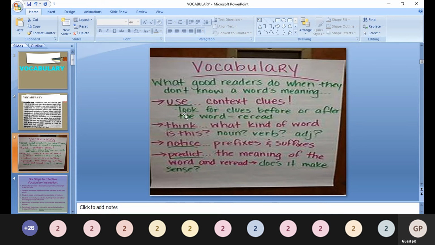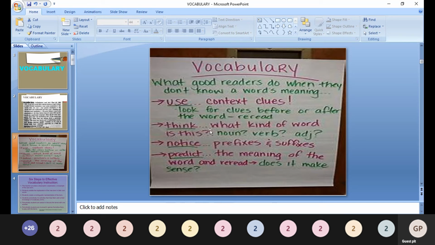Context clues. Look for clues before or after the word. Okay, so you find a word, you don't know the meaning, so you look into the words before and after. When you read the words which come before it and after it, depending on the context, you will be able to guess the meaning of the word to a certain extent. Okay, so you reread, you read the sentence over and over again.